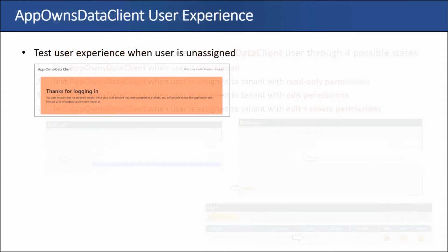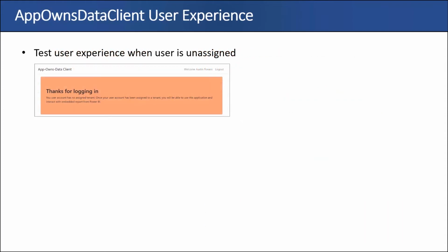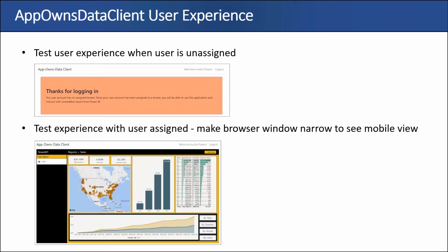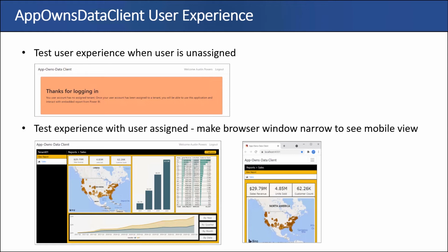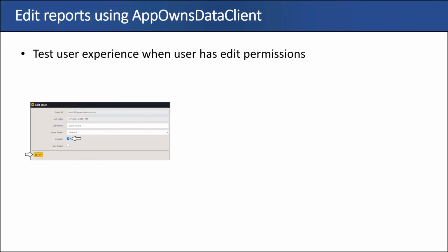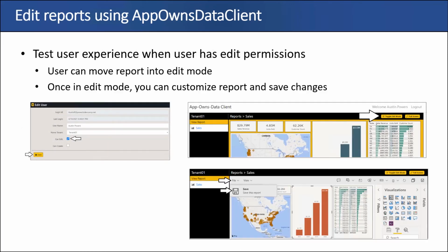Now, once we've got our permissions together, we can come up with different ways to present the user with the experience. And you've seen what happens when a user is unassigned, versus what happens when a user has read-only permissions on the tenant. And we also saw that as long as you design your reports with a mobile view, you can basically give a responsive approach to your design as well. Okay. And then we saw that as you give more permissions to edit and then edit plus content create, you've given the user the ability to basically customize things.